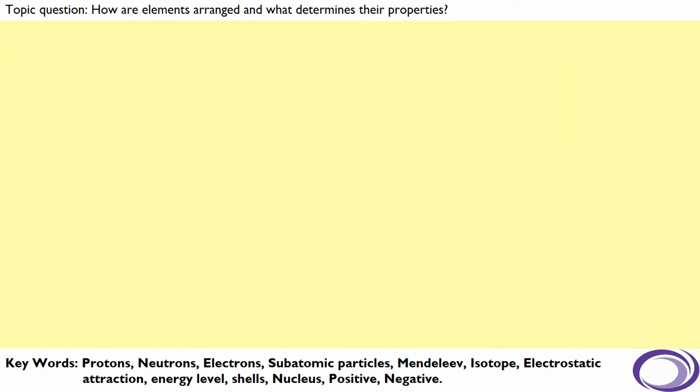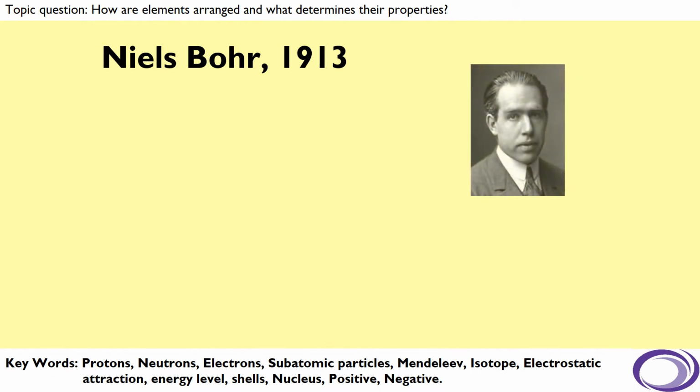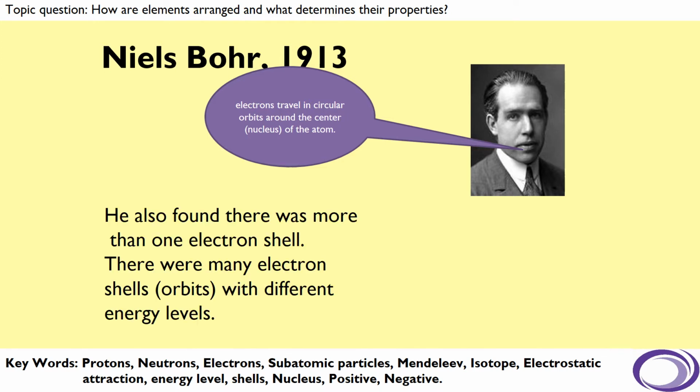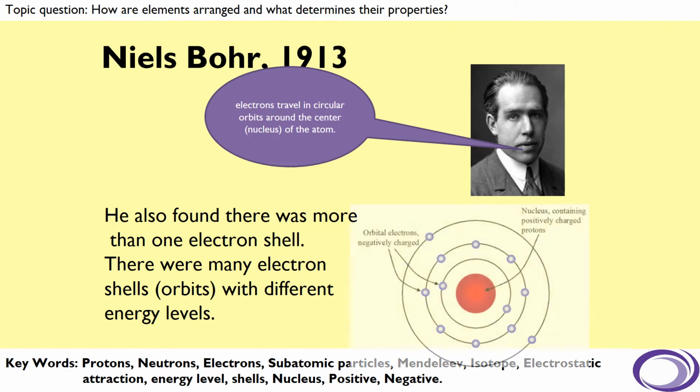bounced back. So further to that experiment, Niels Bohr in 1913 performed some further experimentation, and he discovered that the electrons orbit the nucleus in different energy levels, and they are sometimes referred to as shells. He found that there was more than one, and that the electron shells had different energy levels. And that now becomes quite similar to what we know in terms of electron configuration.